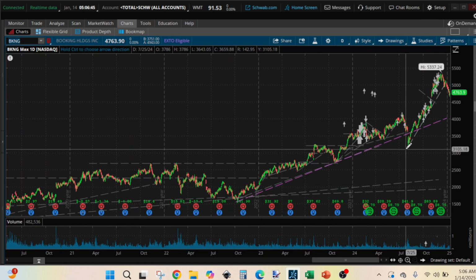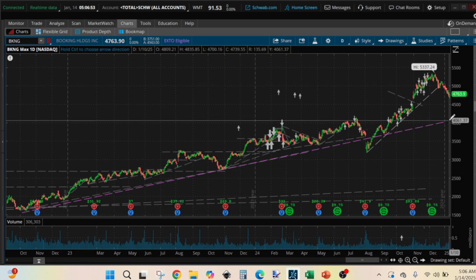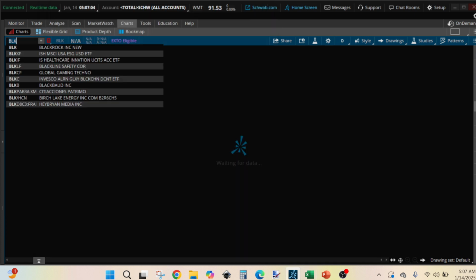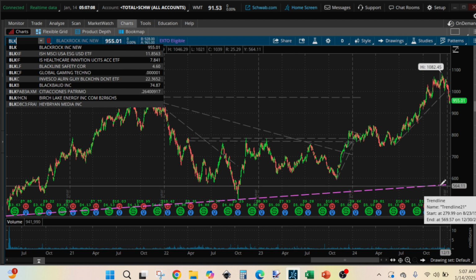BKNG. So BKNG, this trend line ended. It seems to be going down. Our trend line is far from where the last price bar is at the moment. BLK. So BLK, we like to enter at this trend line, and right now this trend line ended. It seems to be going down.